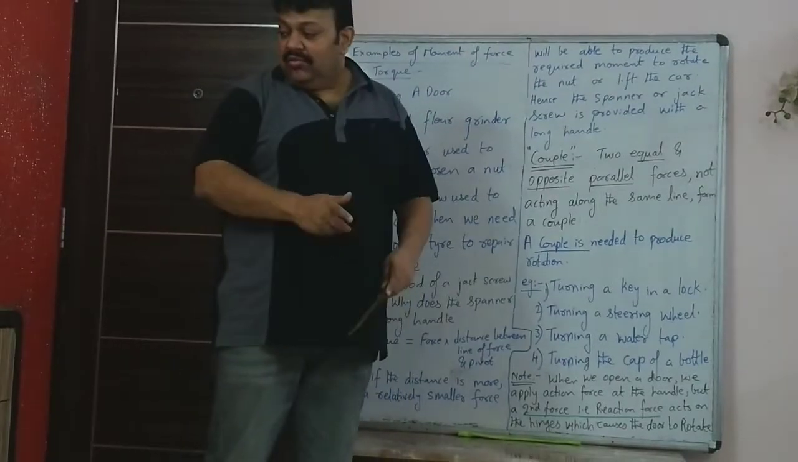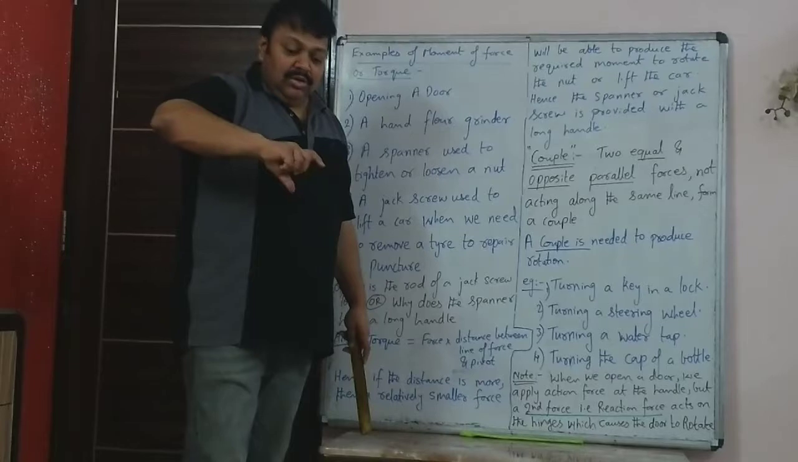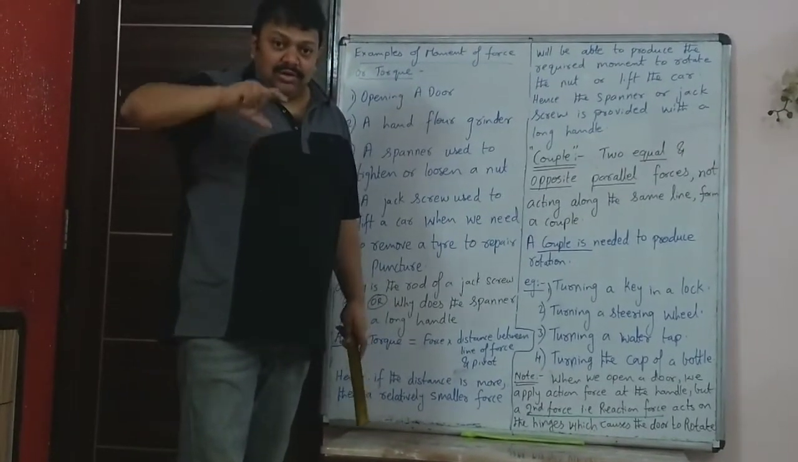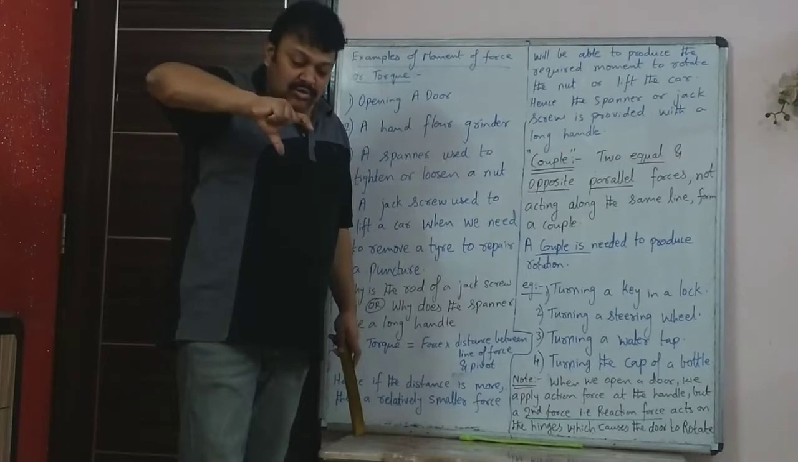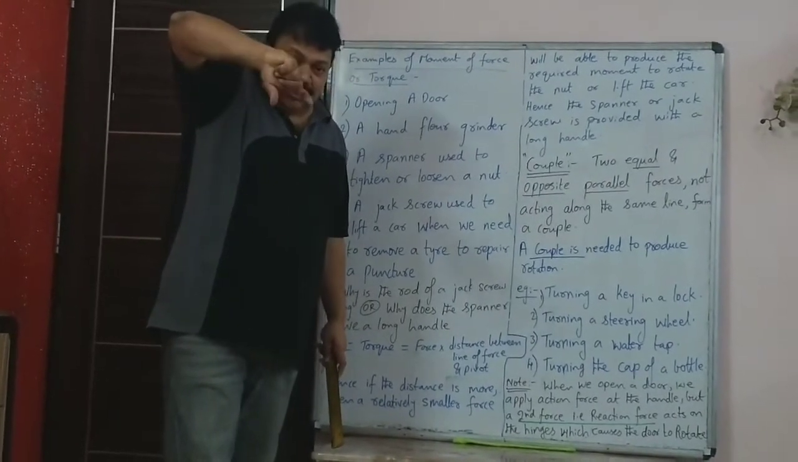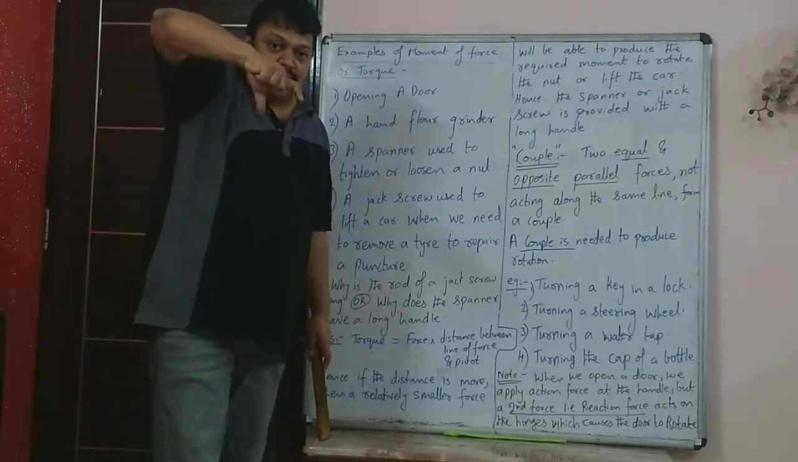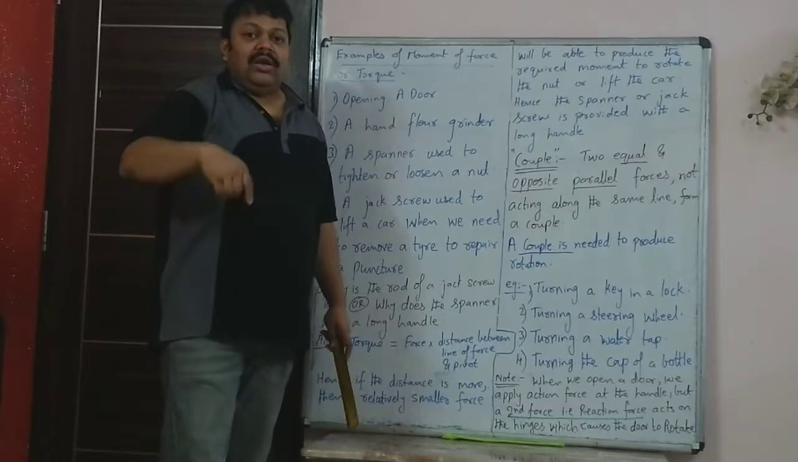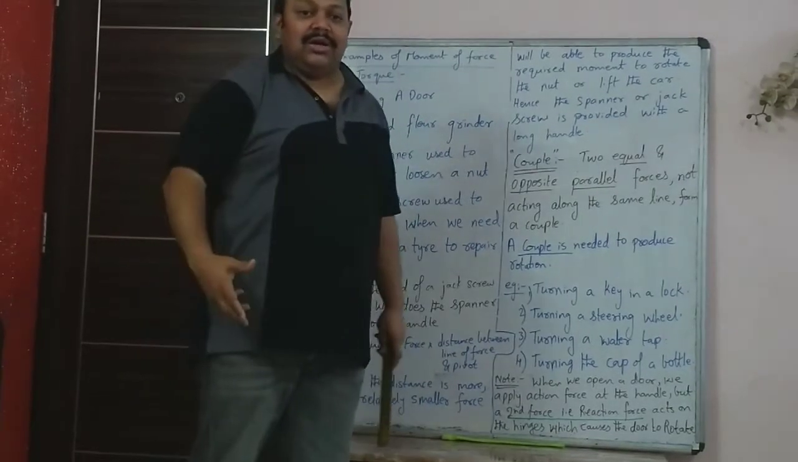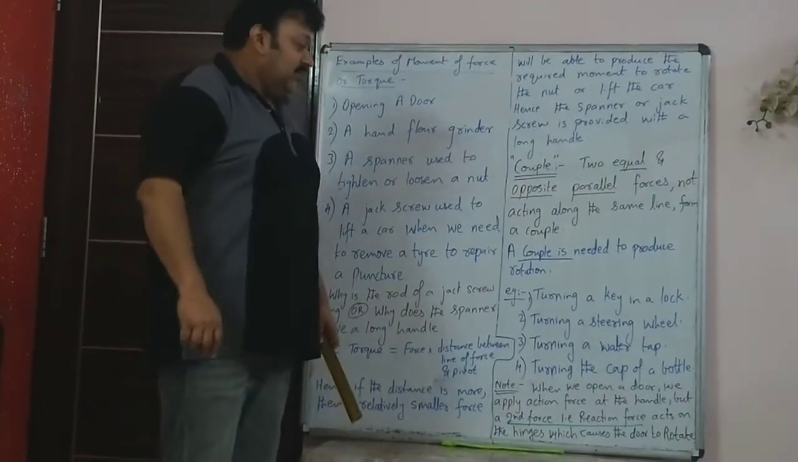Same way, when you want to open the cap of a bottle, you don't open it with one finger. You require two fingers. In one finger, you are applying a force in the downward direction, and in the other finger, you are applying a force in the upward direction. So there are two equal, opposite, parallel forces acting automatically. So that is what is known as a couple.